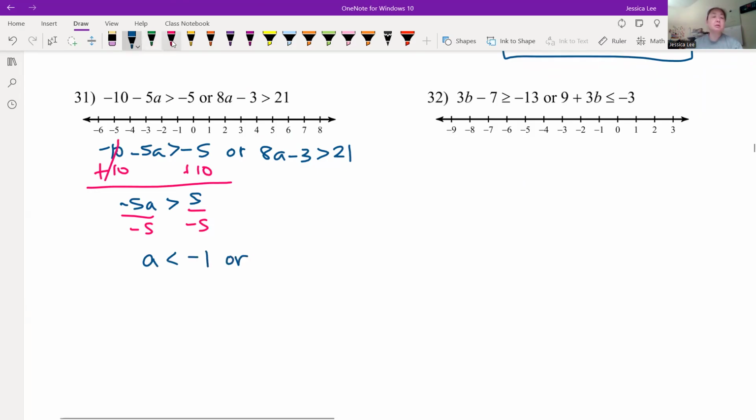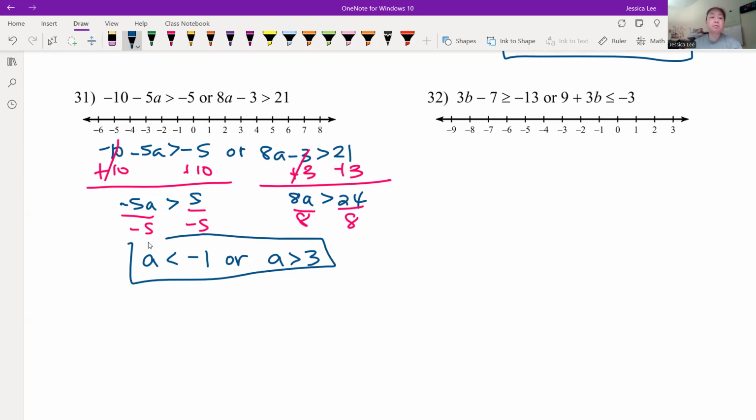Or, I'm going to add 3 to both sides. And I have 8a is greater than 24. And then I'm going to divide by 8, divide by 8. And again, I'm not flipping the inequality because I did not divide by a negative number. So I have a is greater than 3.